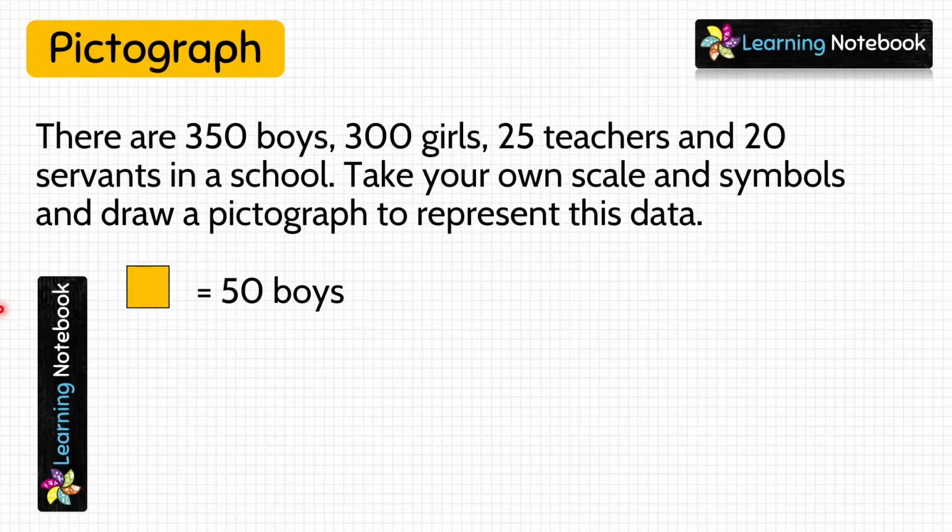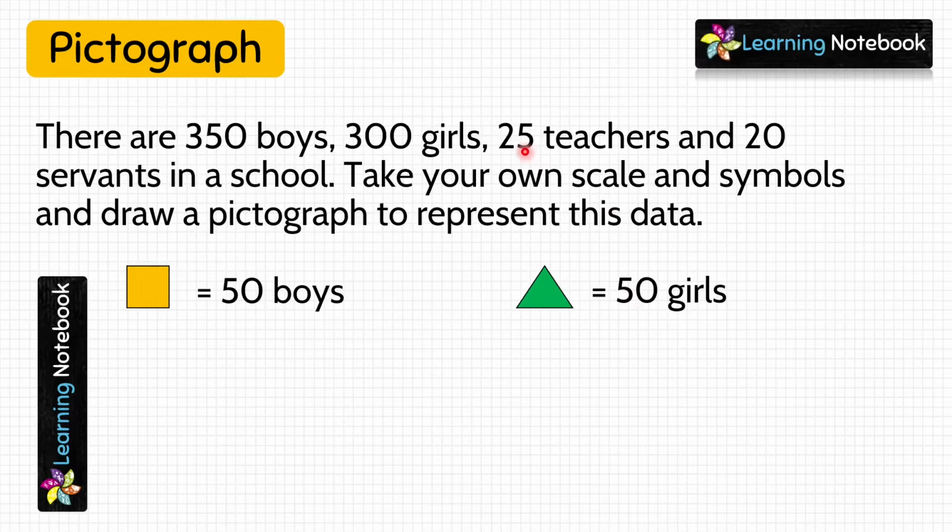Similarly, there are 300 girls, which is approximately same as number of boys. So we can take the same scale but different picture. So let's take a triangle to represent girls and each triangle is going to represent 50 girls.